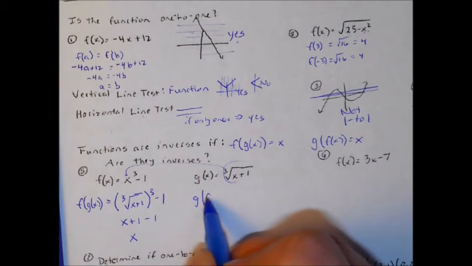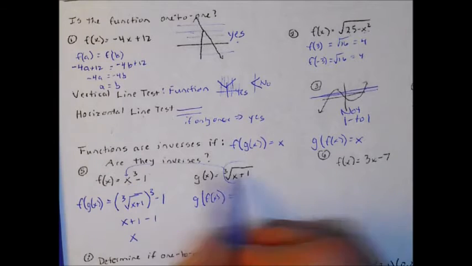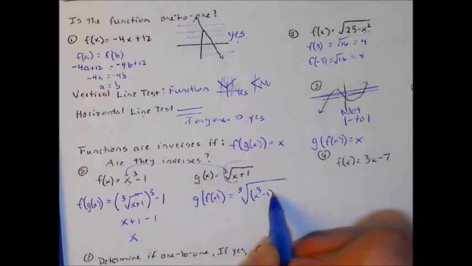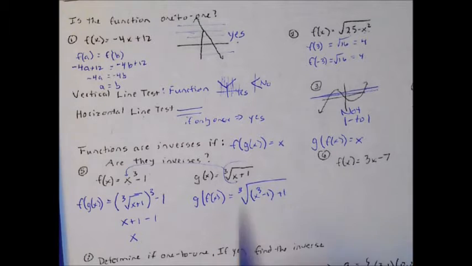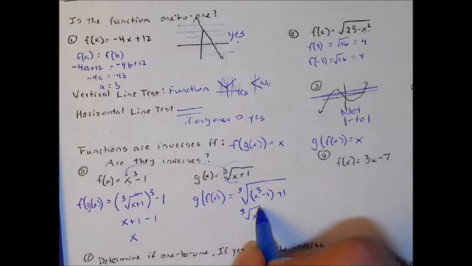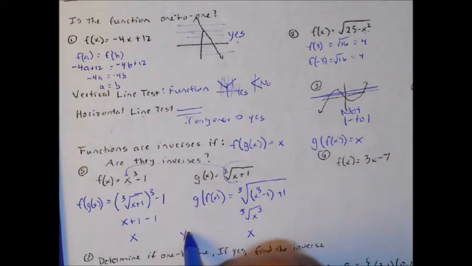G of f of x, I have to take this and plug it in there now. So it's the cube root of x to the third minus 1 plus 1. If I add those two together, I have the cube root of x to the third, cube and cube root cancel, I get x. So yes, they are inverses.